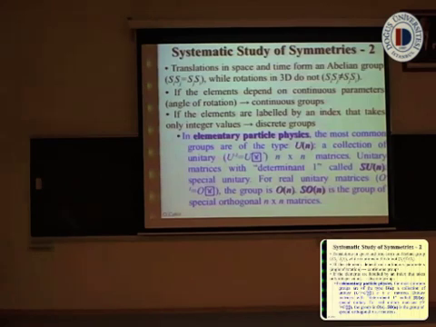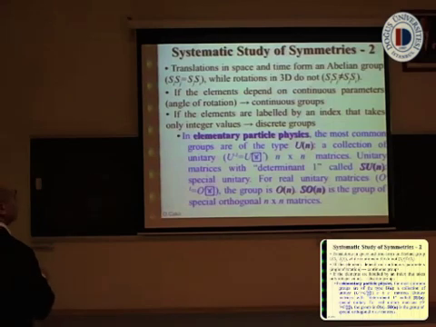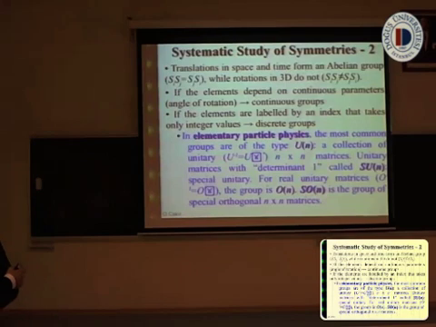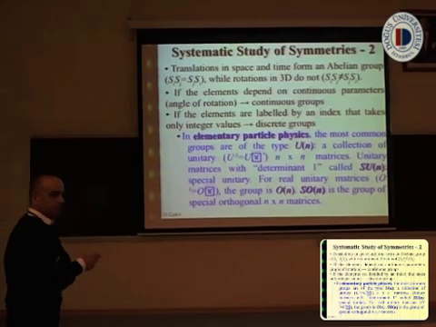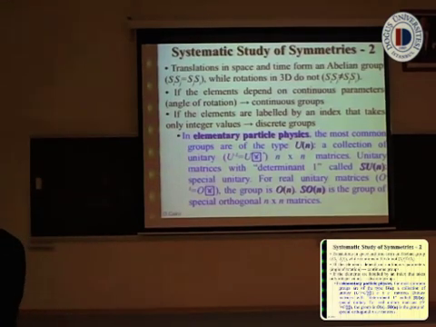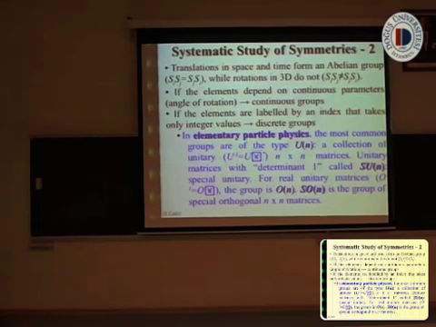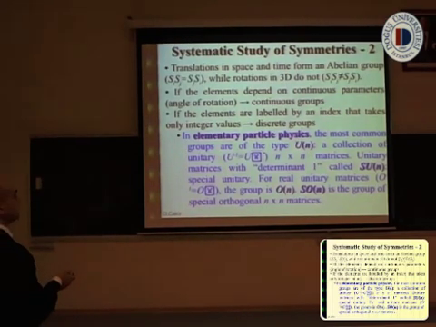But the rotations in 3D are not abelian in this case. If the elements depend on continuous parameters, for example, the angle of rotation, we can rotate at any angle. The group is called continuous. And if the elements are labeled by an index, i, j, k, for example, that goes from 1 to some value, then we can call them discrete groups.